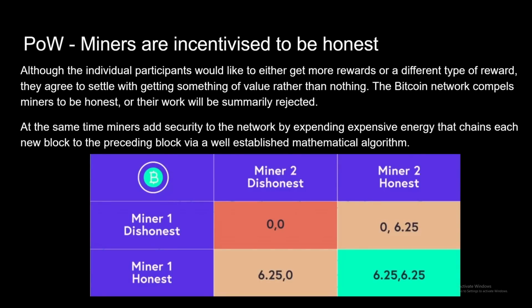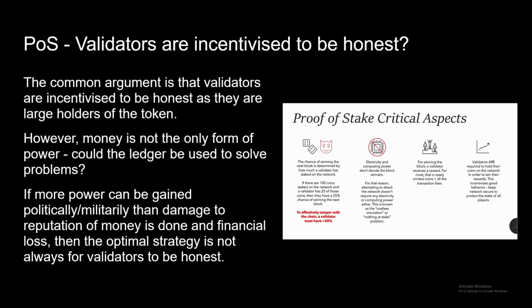There is also a game theory to the proof-of-work mining, where miners are basically incentivized to be honest. Because if one miner is being dishonest and the other miner is being honest, then the honest miner is much more likely to get that reward. So the Bitcoin network compels miners to be honest, or their work will be rejected and their energy and money wasted. But it's very important to note that proof-of-stake does not have this same incentive structure.